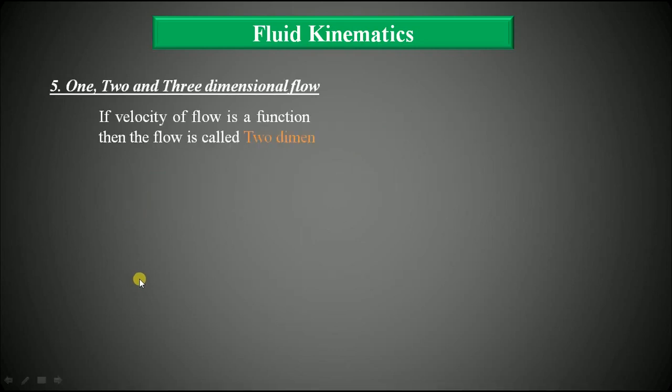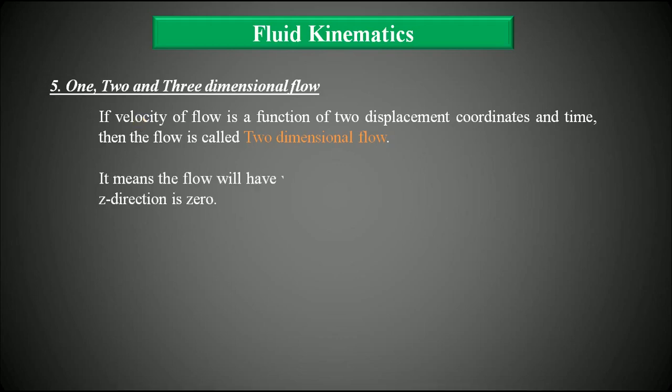Similarly, we can define the two dimensional flow also. So how can you define the two dimensional flow? If the velocity of flow is a function of two displacement coordinates and time, then the flow is called as two dimensional flow. Two displacement coordinates means the velocity is going to take place in two directions, that is in x and y. And what about the third direction? The velocity in z direction becomes equal to 0.